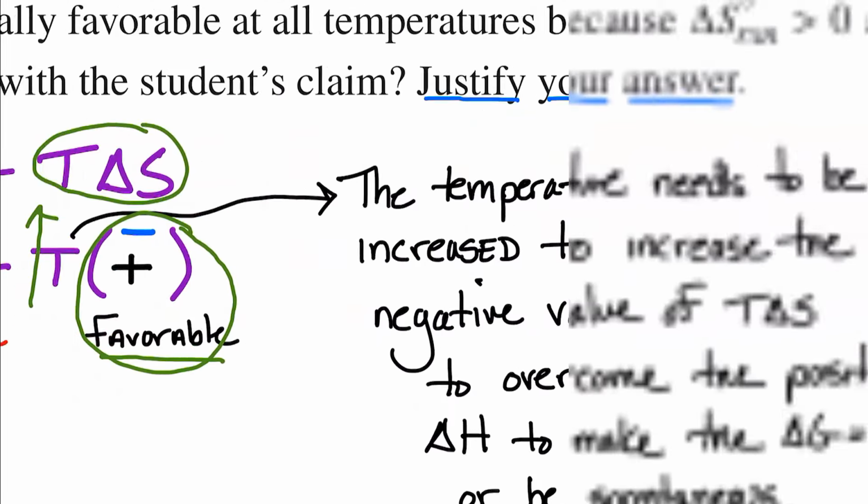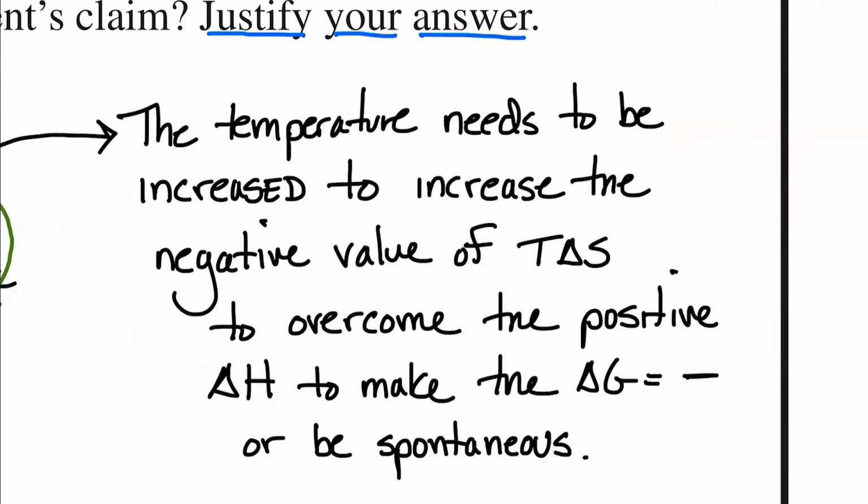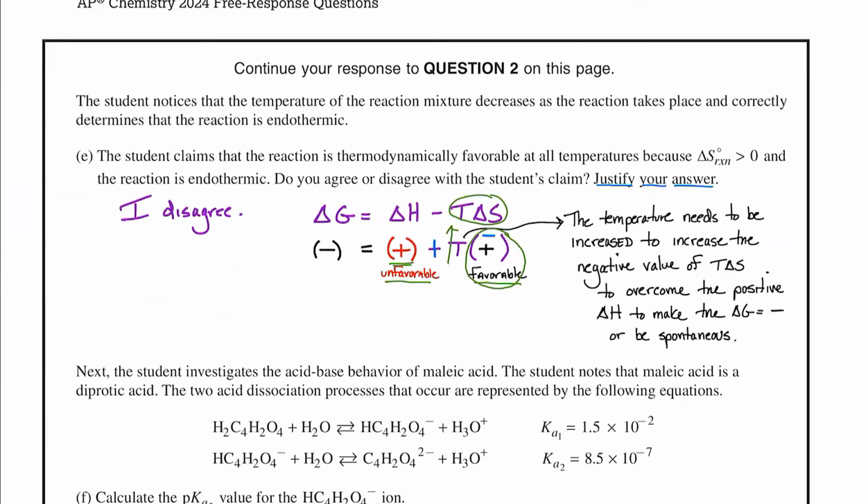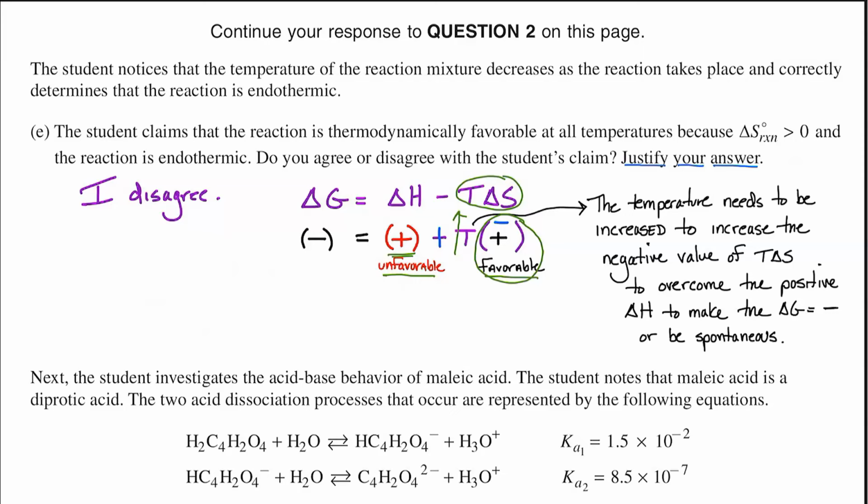And again, many ways to say that. I don't know if I said it very eloquently, but the temperature needs to be increased to increase the negative value of T delta S to overcome the positive delta H to make the delta G negative, or be spontaneous, something along those lines. But definitely, this is, of course, an entropy-driven reaction. Sometimes I call it the sometimes rule.